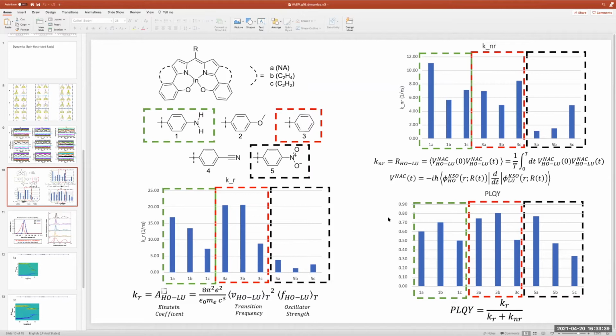Aaron, would it be possible to copy and paste the VASP absorption onto this slide?